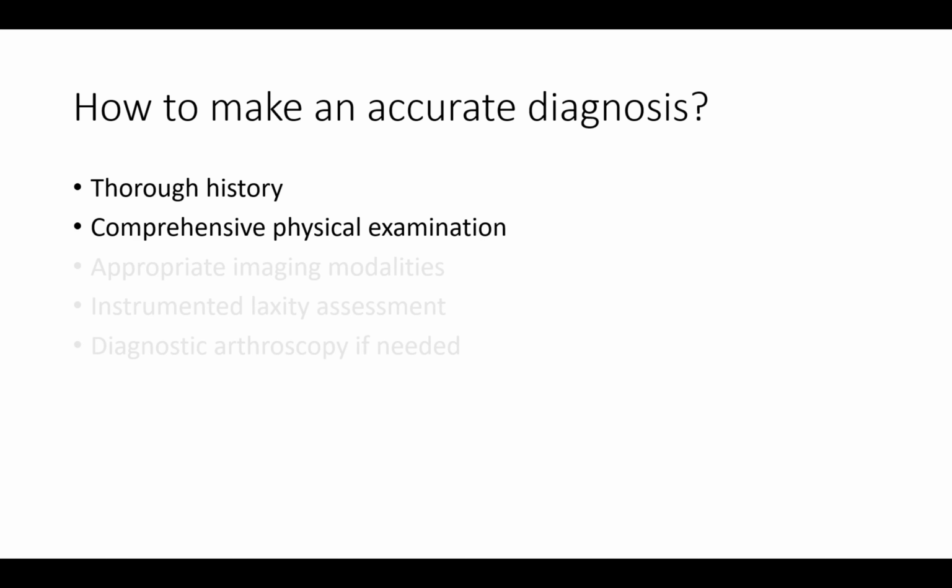Never underestimate history taking. So many clues can be obtained when history taking is thorough. Comprehensive physical examination, however, is the mainstay of the diagnosis. Most of the time, history and physical examination alone are sufficient to diagnose an ACL tear. However, in some doubtful cases, certain imaging modalities would be helpful. However, let's focus on the first only.